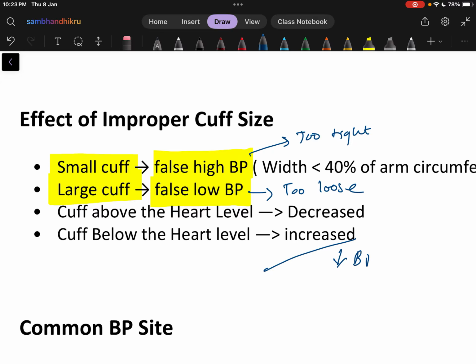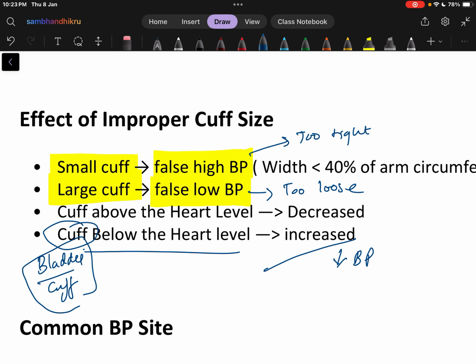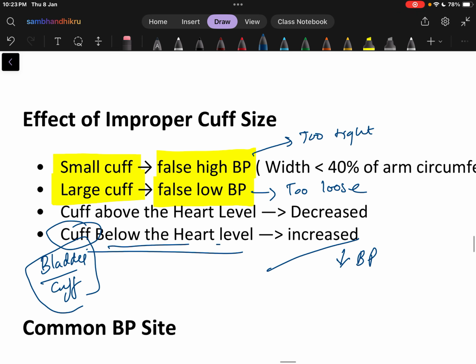Okay, cuff above the heart level will give you a falsely low BP. If the bladder, or you can say the cuff, is below the heart level, that time a falsely high BP will come. So wherever it is not appropriate, if it is improper, that time you should write falsely high BP or low BP, right?